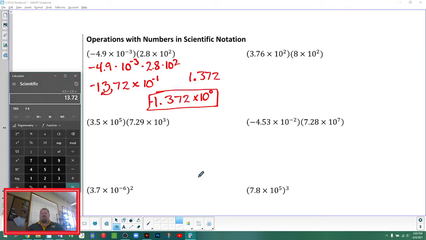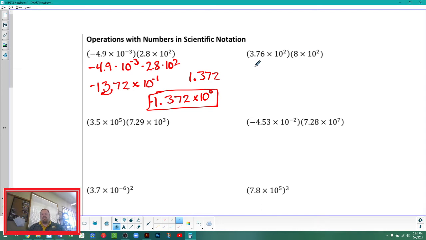What I want to do is multiply my numbers and numbers. 3.76 times 8 is 30.08. Exponent-wise, I'm going to add those exponents. 2 plus 2 is 4. 4 is a positive exponent, so this is a big number. It's going to move 4 places that way, 4 places back, and then 1 more to get between the 3 and the 0.